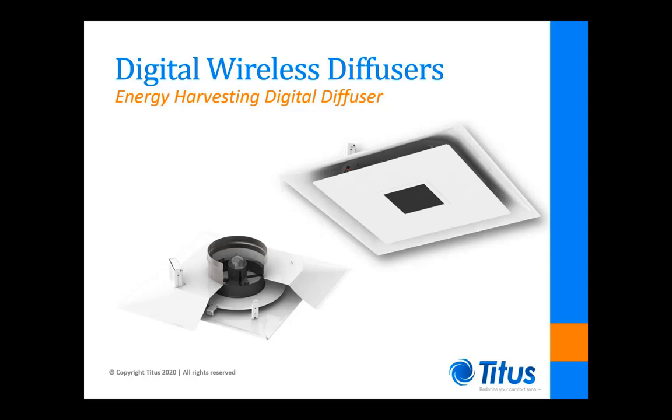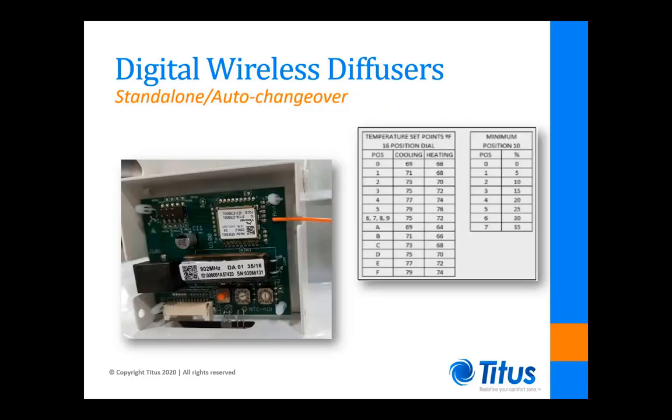This auto changeover diffuser is equipped with 2 temperature sensors, a supply air sensor to detect if the system is in heating or in cooling, and a room air temperature sensor. The harvested energy is stored in a capacitor on the control board. If the office lights are turned off for extended periods, the diffuser will switch to a sleep mode to conserve power. The capacitor stores the energy for up to 4 weeks so the diffuser can return to normal operation when the room is occupied and the lights are turned on.